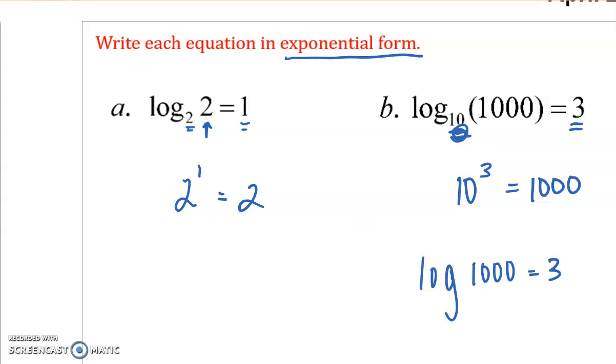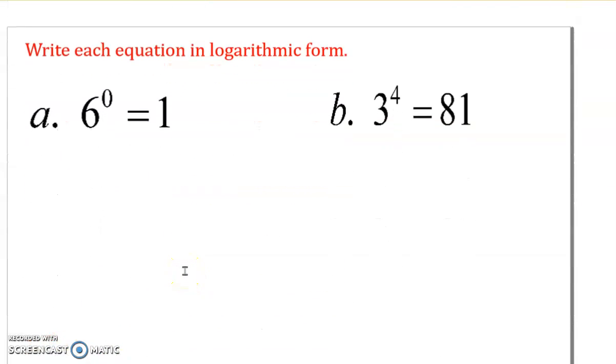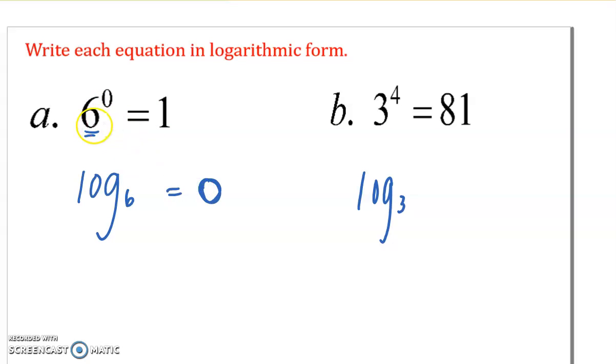So let's go down. I think the next one asks you to go the other way. Okay, so now here I give you the exponential equation, and I would like it back as a logarithm. So what I'm going to do is I know we're going to have a log. The base is always the big number. So here I know it's going to be log base 3. Then remember, it's to the power, and that's always after the equals. So it's this base to, after the equals, this number. So where my equals is, this base to that power, 3 to the power of 4 equals 81.